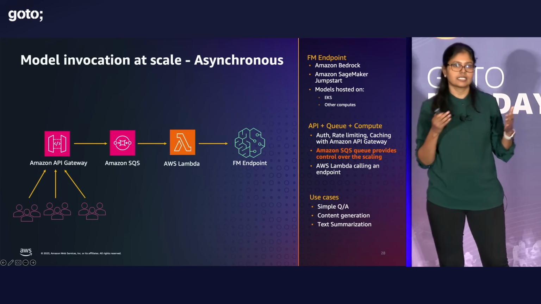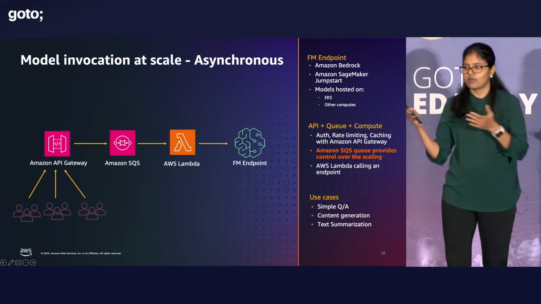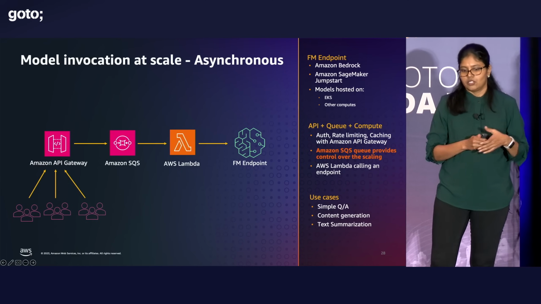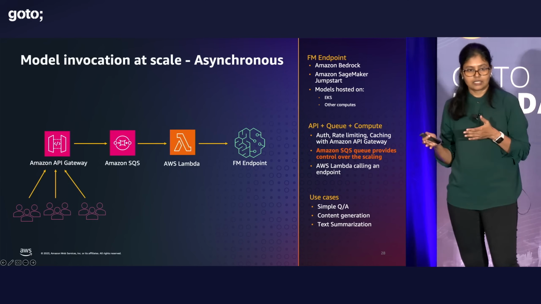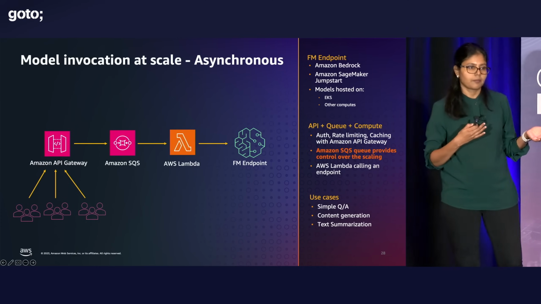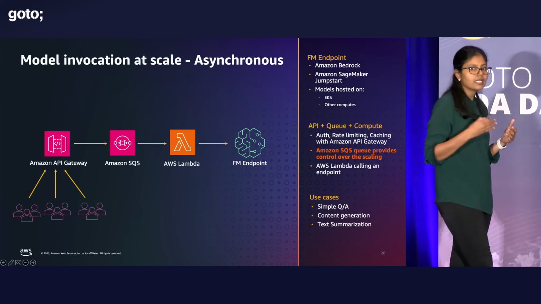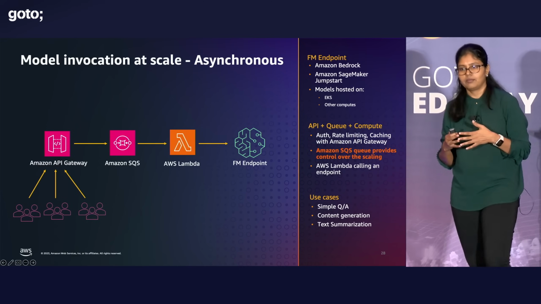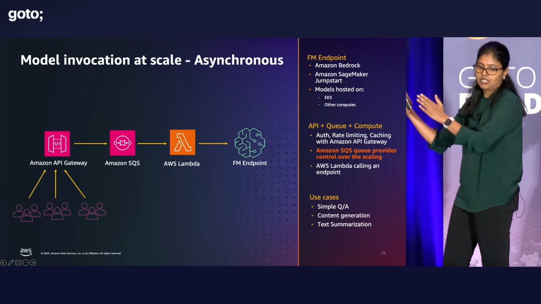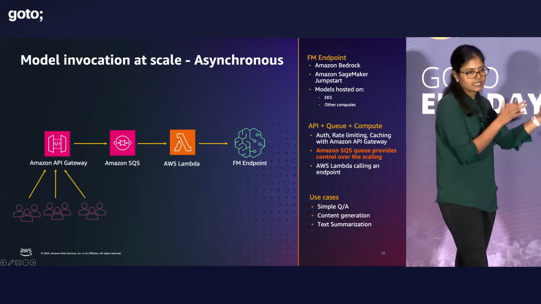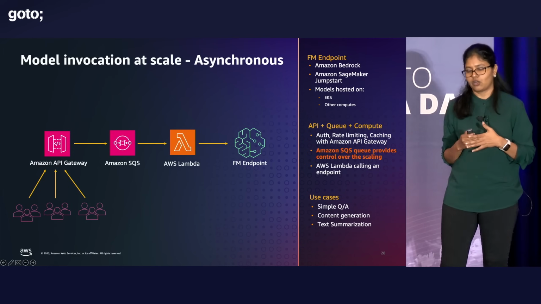So how do we send a sustained traffic to the foundation model? That's why we use Amazon SQS. So API Gateway sends a request to Amazon SQS. Lambda function can directly consume messages from SQS. And you can also configure how many Lambda functions you can stand up to consume from SQS, which can correspond to the rate limiting on the foundation model endpoint. So in that way, you send sustained traffic to the foundation model.